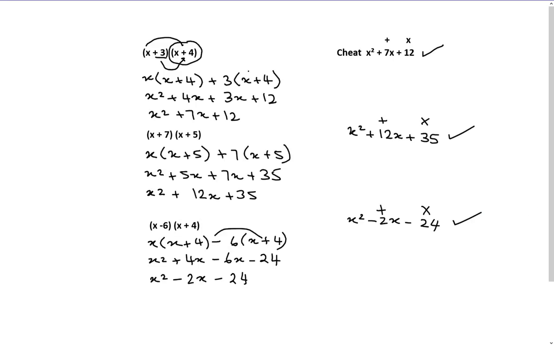Okay, let's do some more. Okay, by now we know we can cheat with the x and the x. So we've got x squared. You add your numbers. 9 minus 2 is 7. That's what's attached to the x. Multiply. Positive times negative is negative. 9 times 2 is 18.